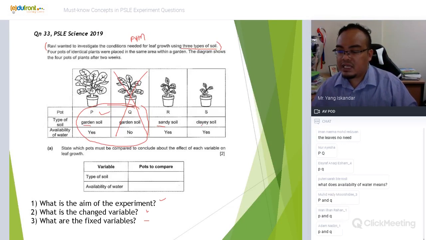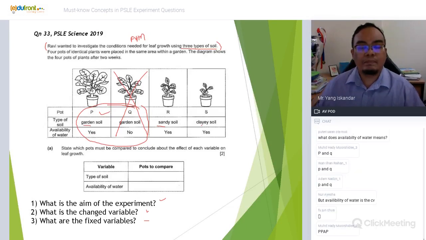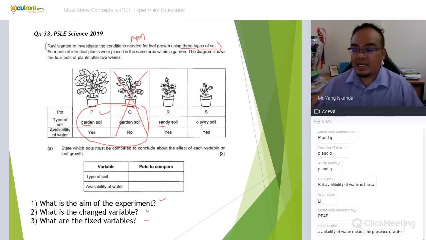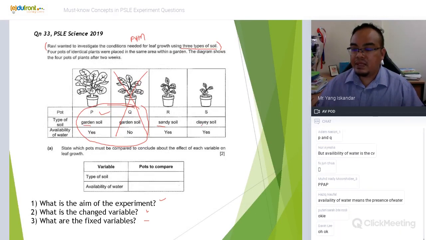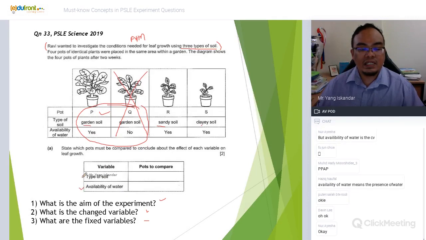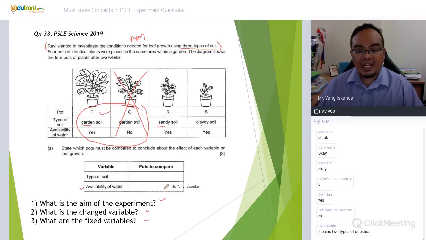Sarah asks, what does availability of water mean? Whether the plant receives water or not. But Aisha asks, but the availability of water is the change variable. Yes, this is the change variable if we were to test this. But here is different. Here they are just asking, if you want to make the availability of water the change variable, which pots would you compare?